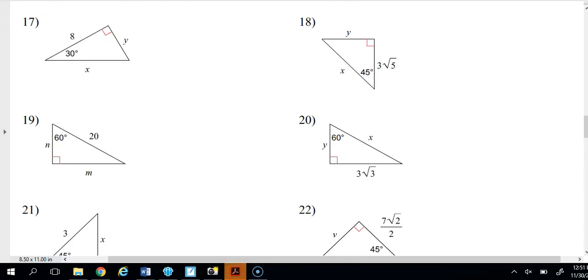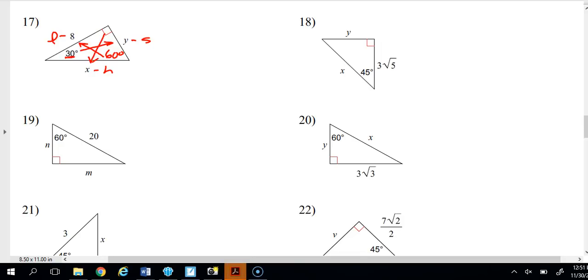With number 17, again, we have to look and determine what kind of triangle this is. So we have a 30-degree angle here, so we know that this has to be a 60-degree angle. So once again, we're going to look at these sides. The side opposite this 30 degree is going to be our short side. The side opposite our 60 is going to be our long side. And this is opposite that right angle, so it's going to be our hypotenuse.